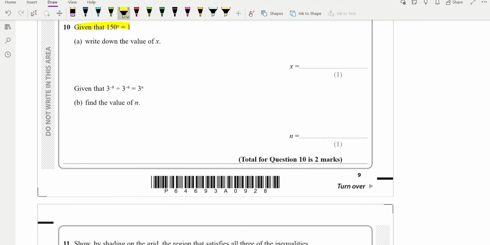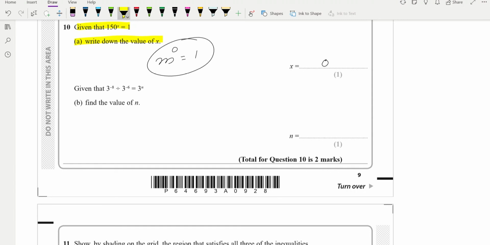Now question number 10. Given that 150 raised to the power x is equal to 1, write down the value of x. And we know that anything raised to the power 0 will be equal to 1. So x will be equal to what? x will be equal to 0. Because by rule, for example, m raised to the power 0 will be equal to 1. So this is the rule.